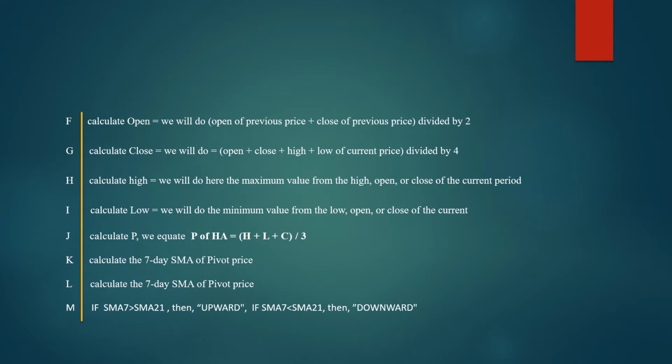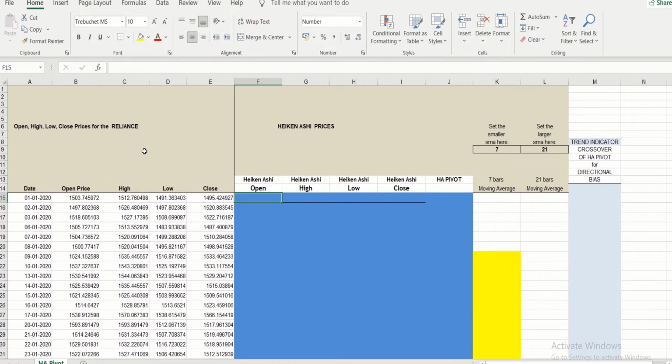Now let's move forward to work with an example. We use daily open, high, low and closing price for Reliance Industries from 1st Jan 2020 to 31st December 2020. Now in the Excel sheet, in columns B, C, D, E, we have the OHLC values. Now we will first calculate the Heikin-Ashi bar prices.